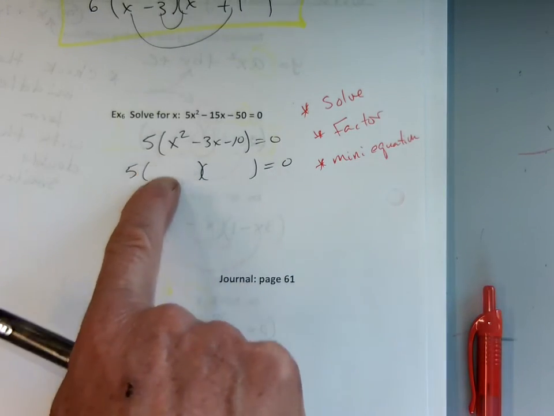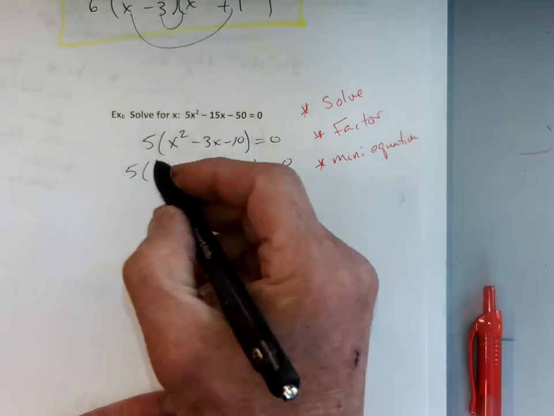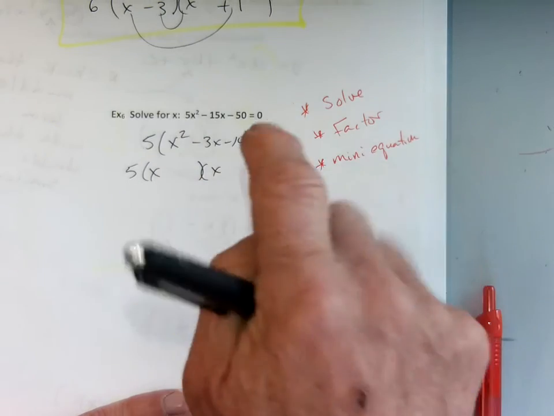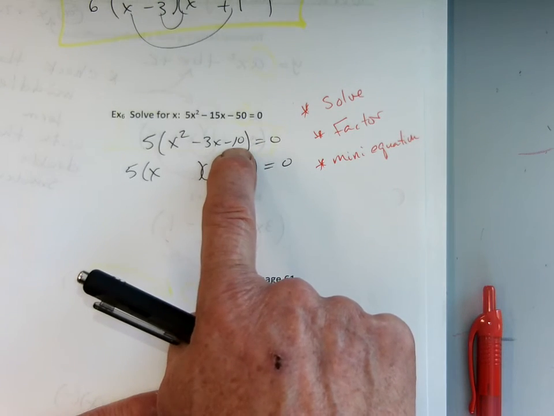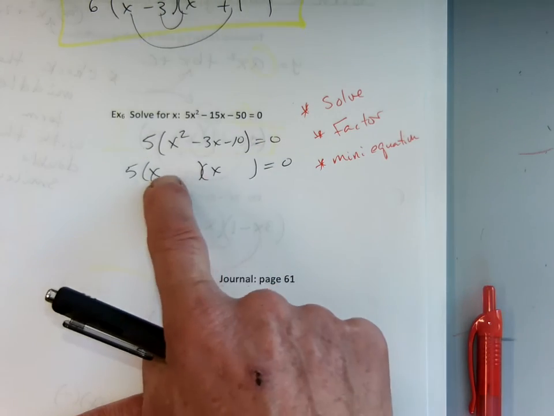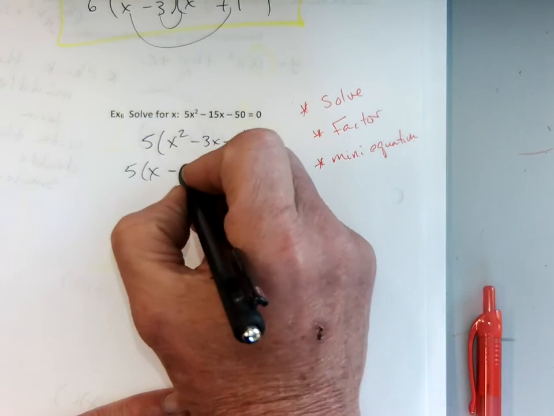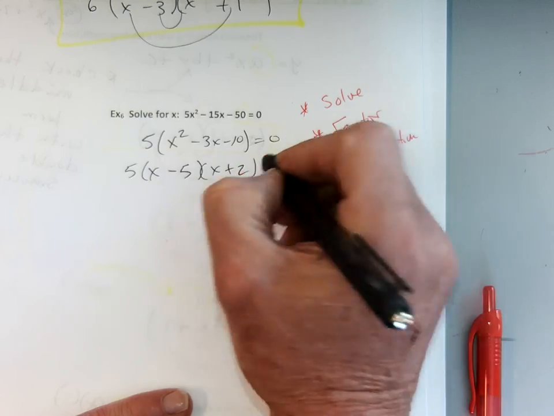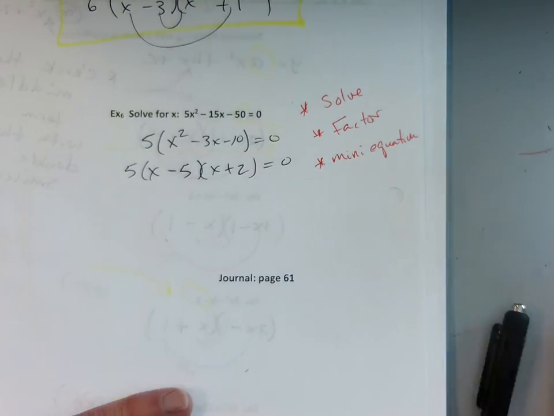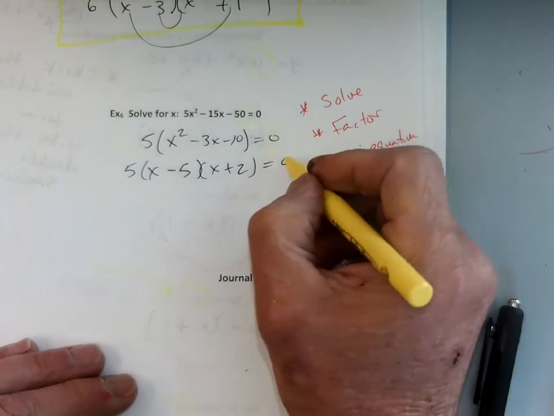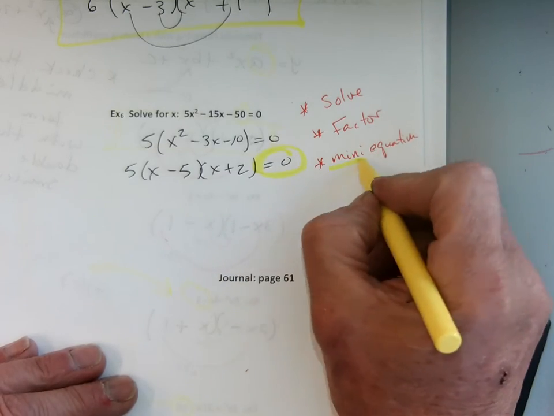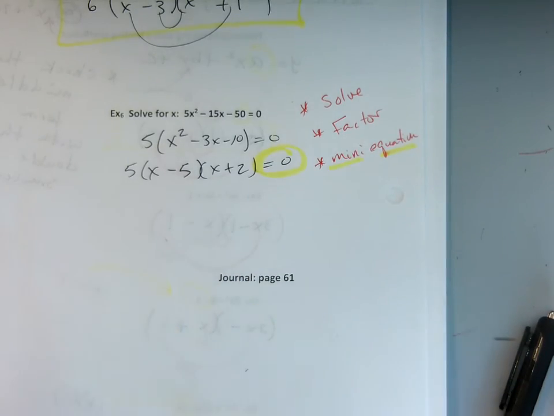X times x, correct? And we'll do a 5 and a 2. We'll go negative 5, positive 2. You guys agree with negative 5, positive 2? Now, because we have an equal sign, we're not done. We've got to do our mini equations because of the equal sign.